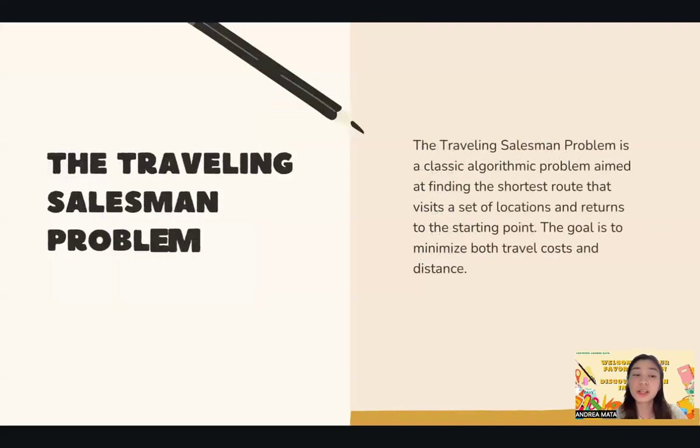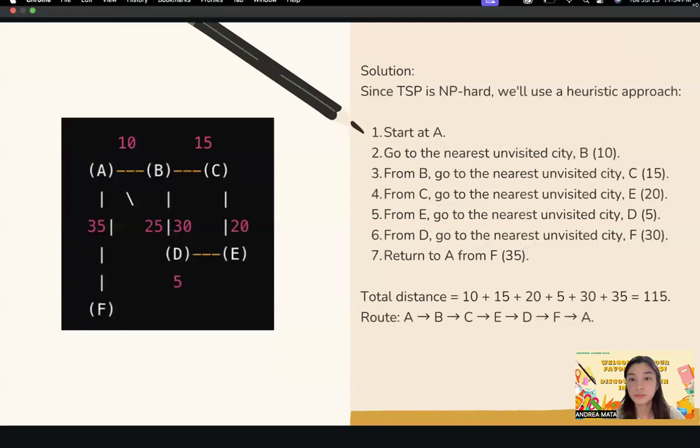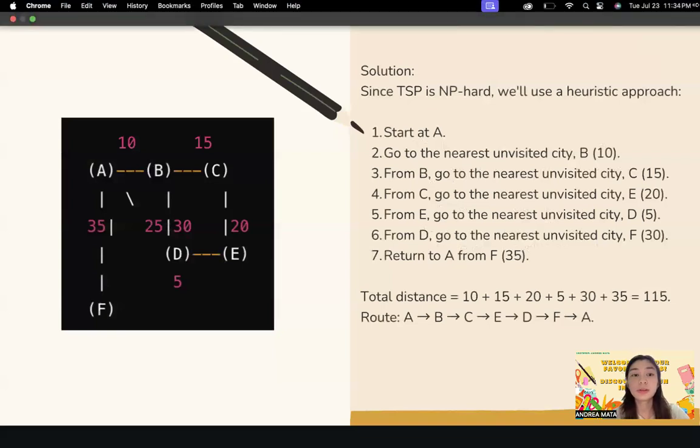Now let's move on to the traveling salesman problem. The traveling salesman problem is a classic algorithmic problem aimed at finding the shortest route that visits a set of locations and returns to the starting point. The goal is to minimize both travel cost and distance. So we will look at this figure and solve it.